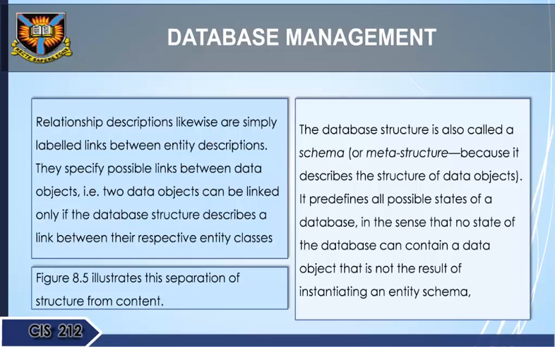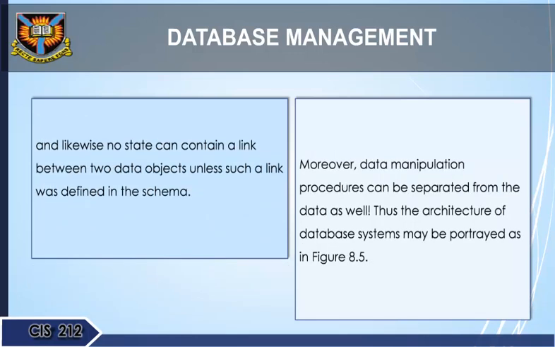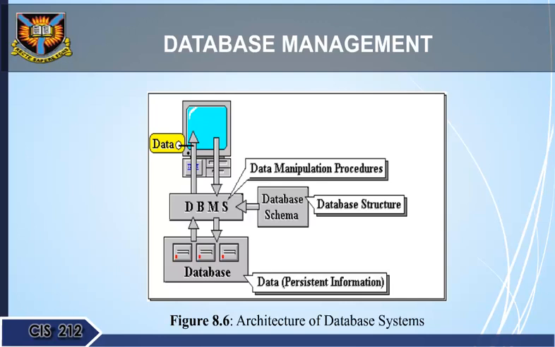The database structure is also called a schema or meta-structure because it describes the structure of data objects. It predefines all possible states of a database in the sense that no state of the database can contain a data object that is not the result of instantiating an entity schema. And likewise, no state can contain a link between two data objects unless such a link was defined in the schema. Moreover, data manipulation procedures can be separated from data as well. Thus, the architecture of database systems may be portrayed. Figure 8.6 Architecture of database systems.